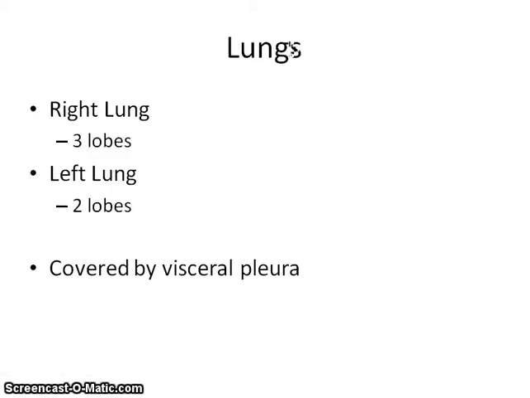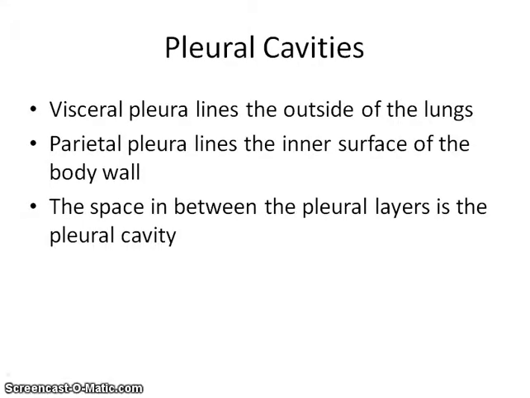Alright, as far as the lungs go, we have 3 lobes on the right, 2 on the left, and you'll note that there's fewer lobes on the left because we're making room for your heart on that side. The pleura are the 2 linings that are protecting the lungs from the other organs. The visceral pleura is lining the outside of the lungs. And outside of that is the parietal pleura, which is lining the inner surface of the body wall. So we need there to be a space in between that is called the pleural cavity.